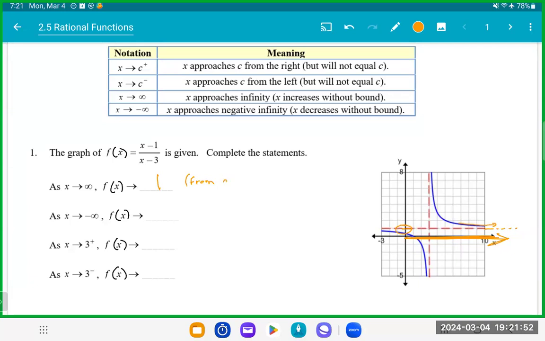So you can see that our graph, this blue line here, is the one that's driving that. And as we get way out there to infinity, we're going to get closer and closer to y equals 1. Okay?